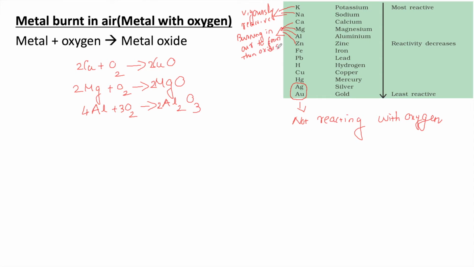Thin oxides. Now we can check the reactivity of iron and copper. Lead and mercury are not that important to learn. Iron and copper do not burn in air, but they react with oxygen to form thick oxides. So iron oxides and copper oxides are thick oxides. So this is the difference between the metals in how they react with oxygen.